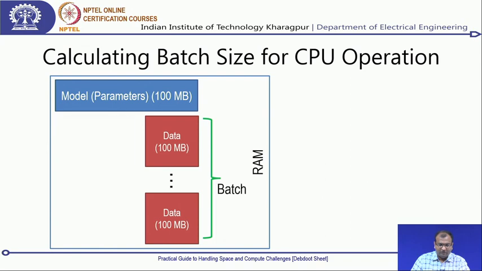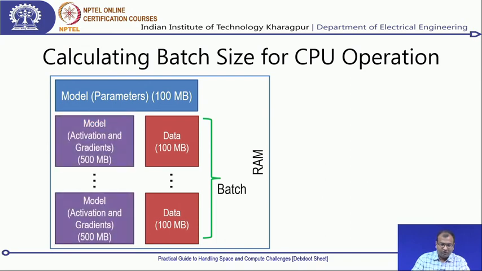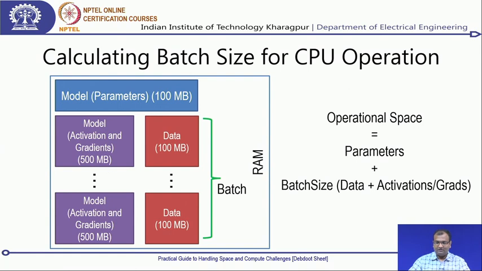Now, for each data point, what would happen is that I would get one model activation. So, for each single sample I get an activation and gradient, and similarly it keeps on going, and then at the end of the batch I have this one. So, this is for my forward pass, and then my backward pass, and then I have this one. So, now what that means is that my operational space requirement is the total space consumed by my parameters plus batch size times my data size plus my activations and gradient size.